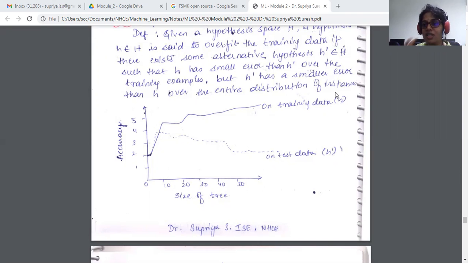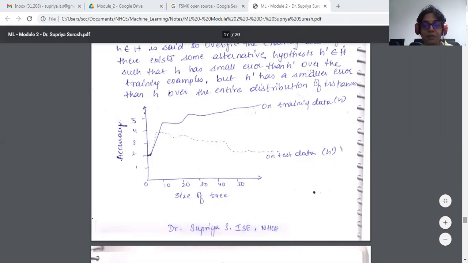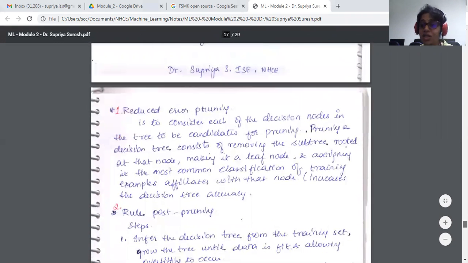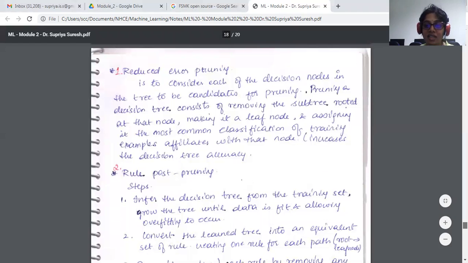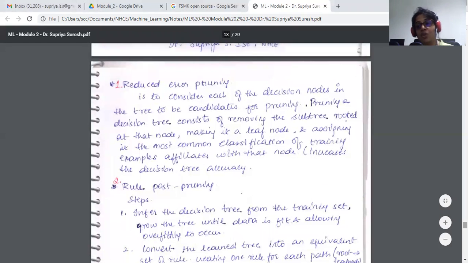So this is just an example showing how overfitting is actually handled with respect to the ID3 algorithm. How does it solve it? As I told you in the previous classes, it considers reduced error pruning as well as rule post pruning. What are the steps involved?